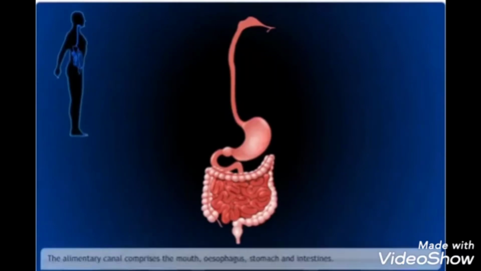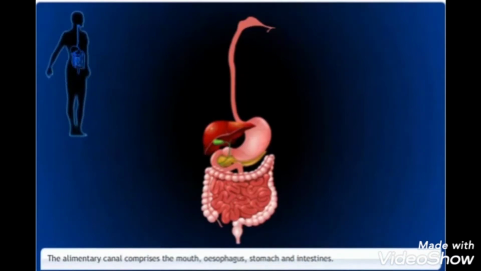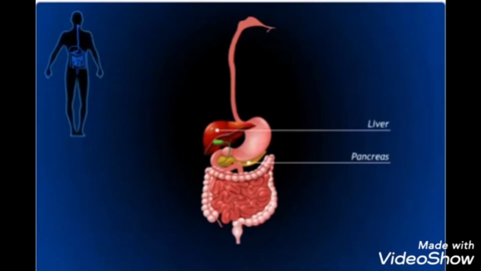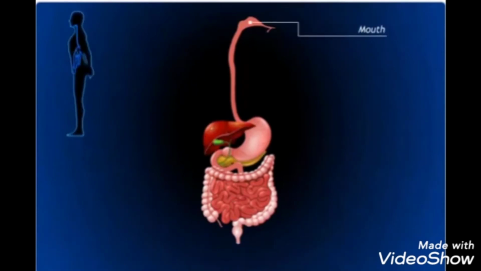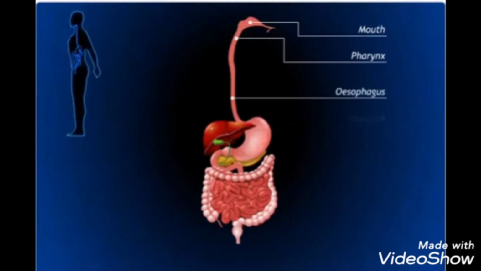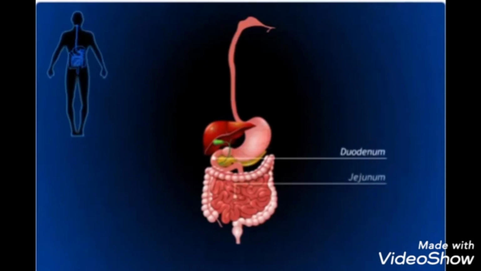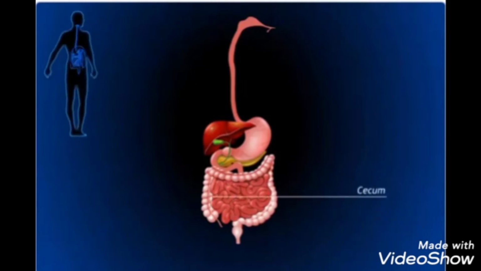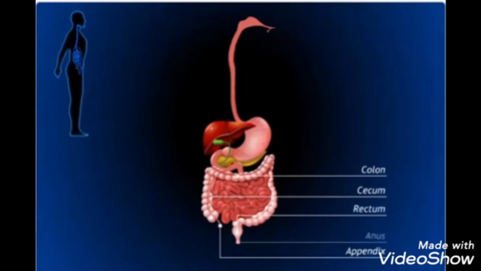The digestive system is made up of the alimentary canal, which comprises the mouth, esophagus, stomach, and intestines, and includes digestive glands such as liver and pancreas. The alimentary canal is about 30 feet long in adult human being. Mouth, pharynx, esophagus, stomach, liver, pancreas are organs in the digestive system. The duodenum, jejunum, and ileum make up the small intestine. The cecum, appendix, colon, rectum make up large intestine and anus.